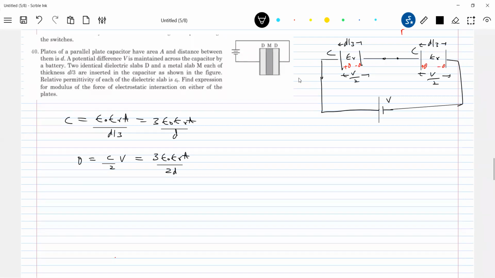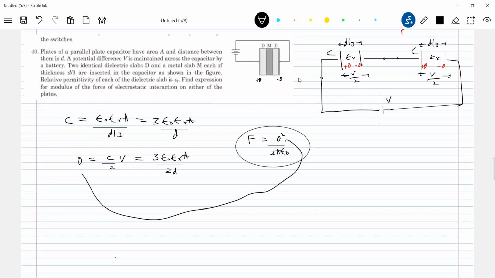Tell me, actually you can directly come to the problem: Q and minus Q, you know. So what is the force of interaction between the plates? F should be equal to Q square by 2A epsilon naught. Substitute the value of Q, we'll get the required answer. Okay, this value of Q I have to substitute here.